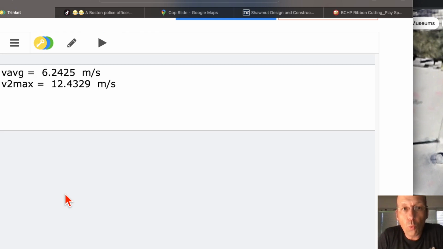Now, we need to find the coefficient of friction. Because if there's a frictional force, he's going to slow down. What I can do is to get an expression for the acceleration and then actually find the acceleration based on that actual velocity at the end, which is the 6.24. And then set those equal to each other. So let's find a relationship between the acceleration of the person and the coefficient of friction. And let's go back to the paper.